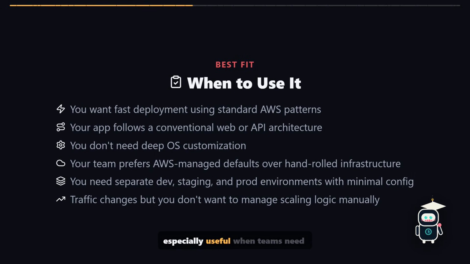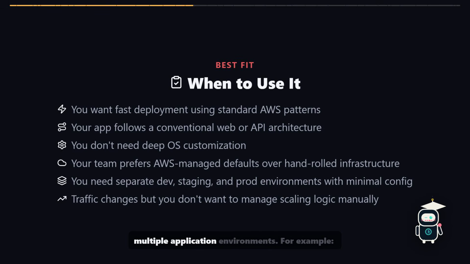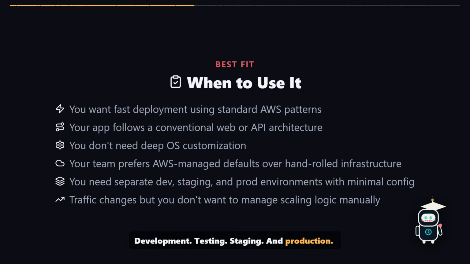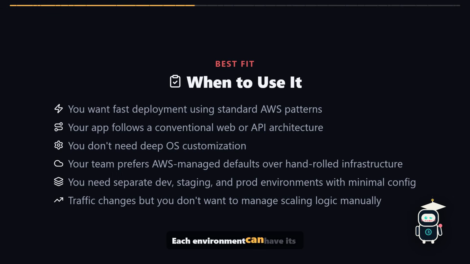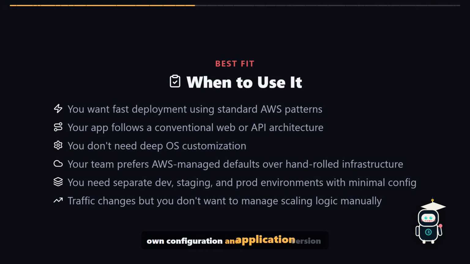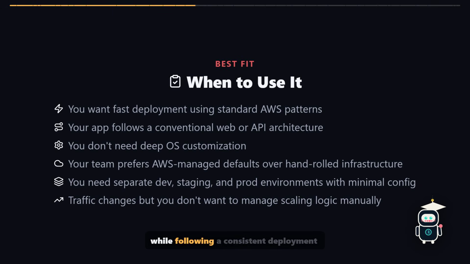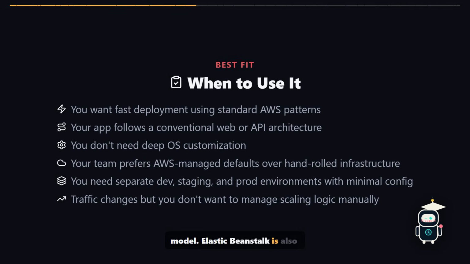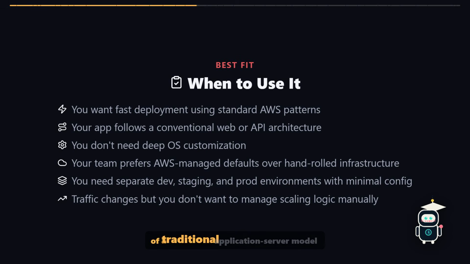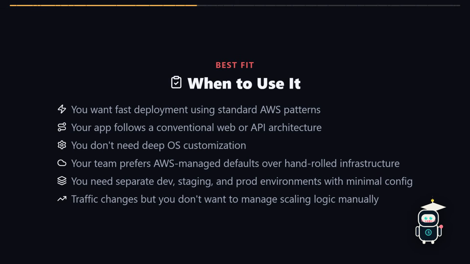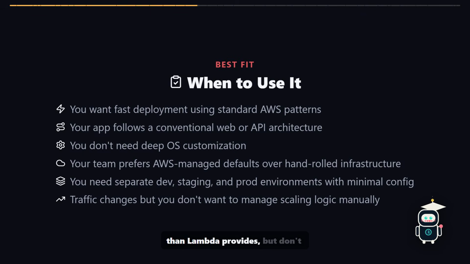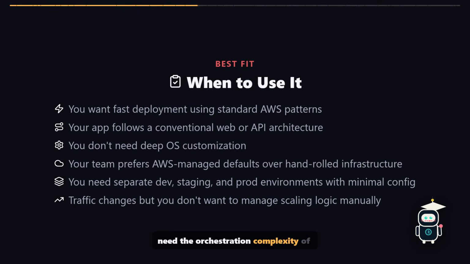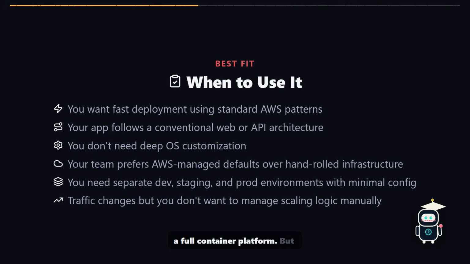It's especially useful when teams need multiple application environments. For example, development, testing, staging, and production. Each environment can have its own configuration and application version while following a consistent deployment model. Elastic Beanstalk is also attractive when you want more of a traditional application server model than Lambda provides, but don't need the orchestration complexity of a full container platform.